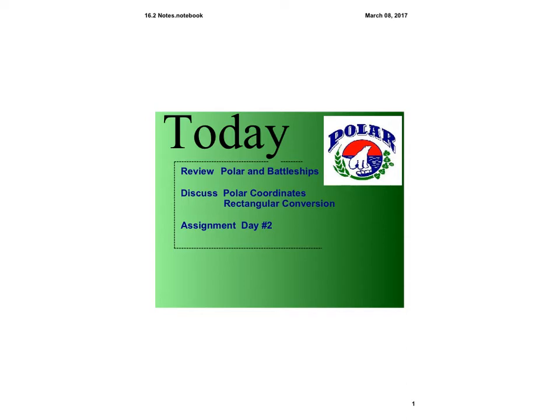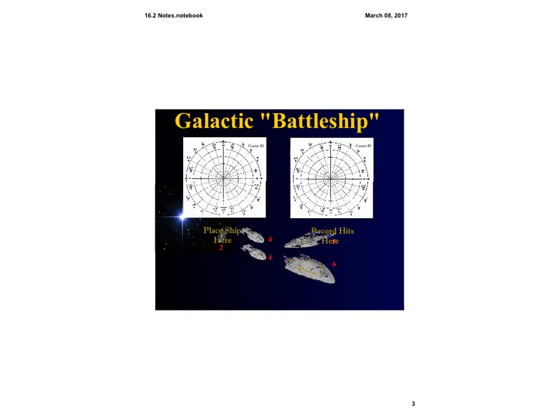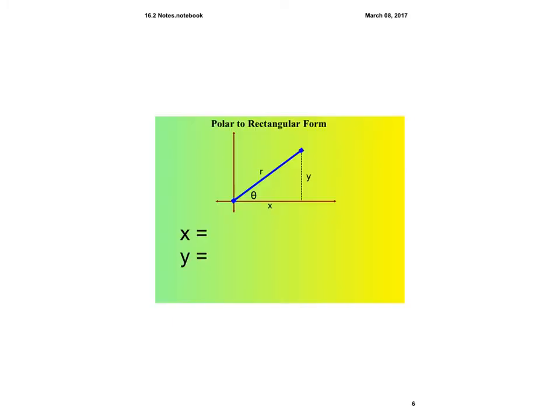We are going to do one review of Polar. We're going to skip Battleship today. And then we are going to do polar coordinates and rectangular conversion. We've done rectangular conversion for points. Today we're going to do rectangular conversion for equations. Fun stuff. Skip Battleship. There we go.